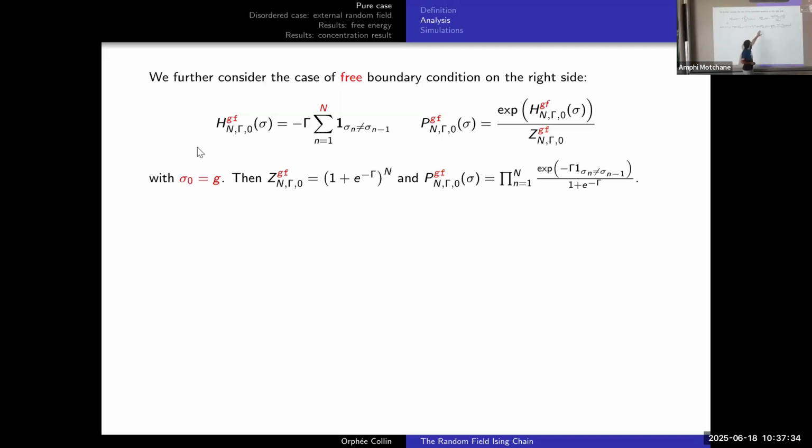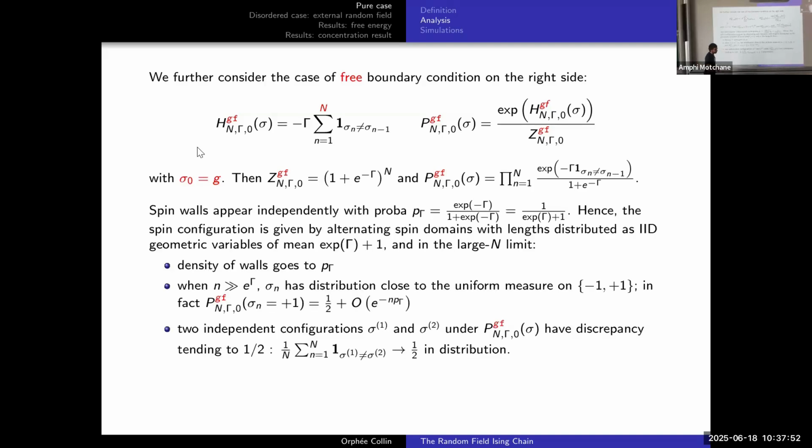So the measure factorizes in this way, and you can read on this formula that the variables here, which indicate the presence of walls, are independent and distributed as Bernoulli variables with parameter exponential minus gamma divided by 1 plus exponential minus gamma. So spin walls appear independently with this probability. So the spin domains are i.i.d. with lengths distributed as geometric variables with this parameter, and we understand the model very well.